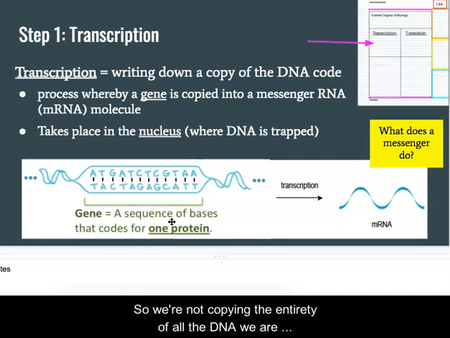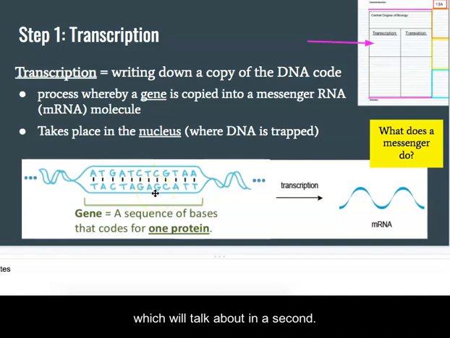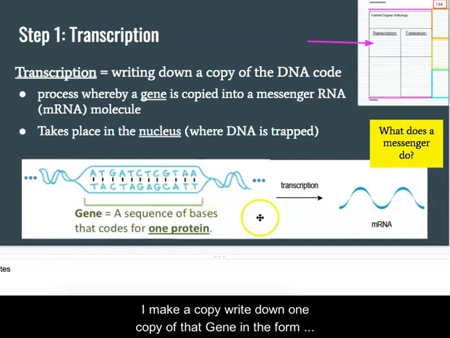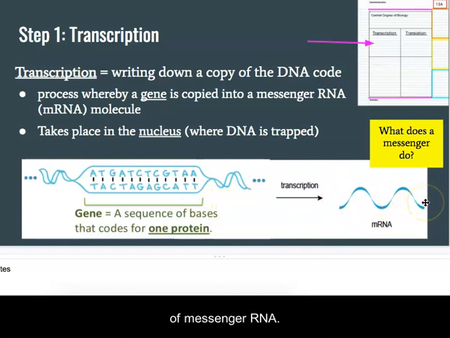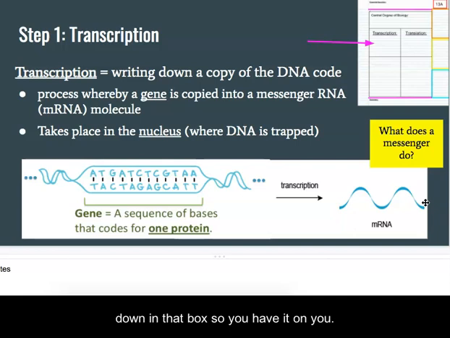So we're not copying the entirety of all the DNA. We are zooming in on one small chunk called a gene, and that little segment will eventually code for one protein. So we unwind and unzip that double helix of DNA, which we'll talk about in a second, and make a copy. We write down one copy of that gene in the form of messenger RNA. So pause, take a second, and write that text down in that box so you have it in your notes.